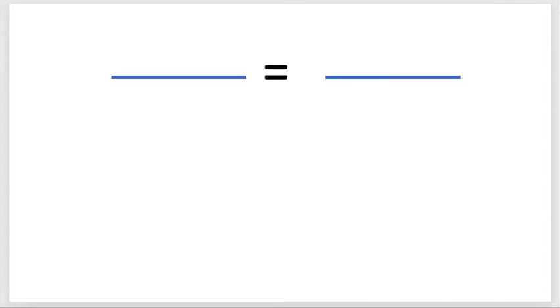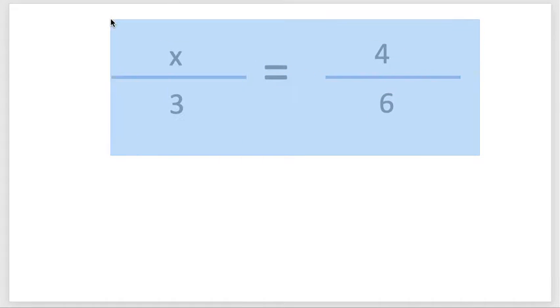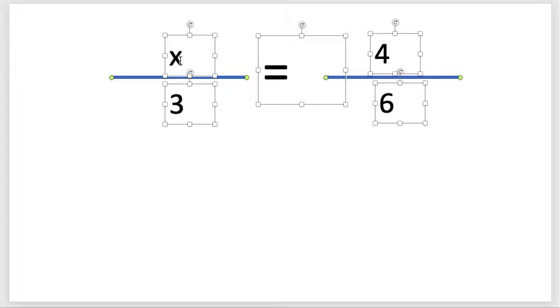Sides of the equation. Let's set up an equation. Let's say we have x divided by 3 equals 4 divided by 6. Now this is a really easy equation to solve, but some people get rightfully confused with this.